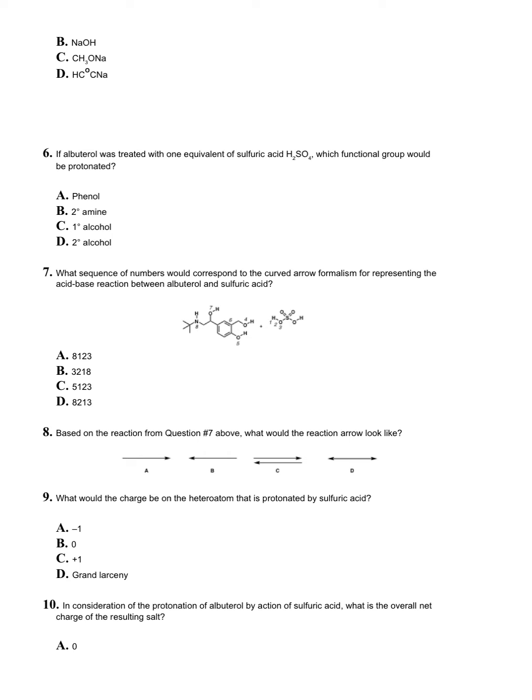Number 6, if albuterol was treated with 1 equivalent of sulfuric acid, which functional group would be protonated? The correct answer is the amine. And again, if you look at the periodic table, CNOF, we know that basically acidity increases this way, so basicity increases that way. Really, we're comparing the amine functionality versus the alcohol functionality and what is acting as a base. So the amine is going to be the thing that is protonated.